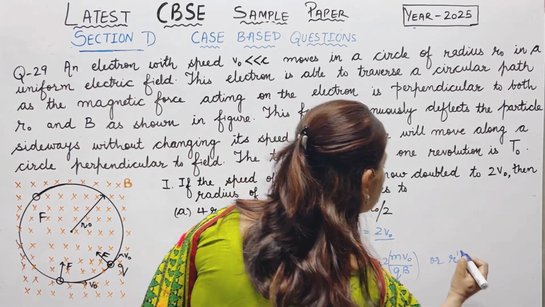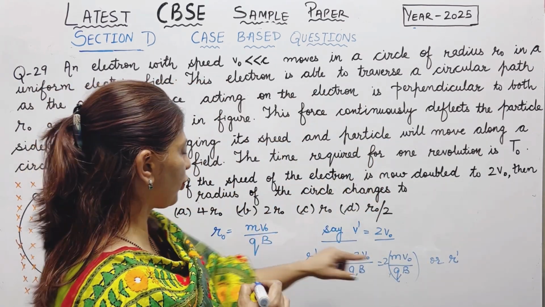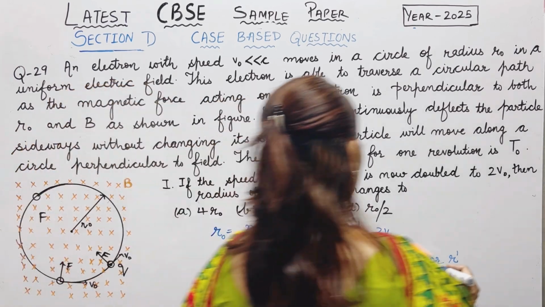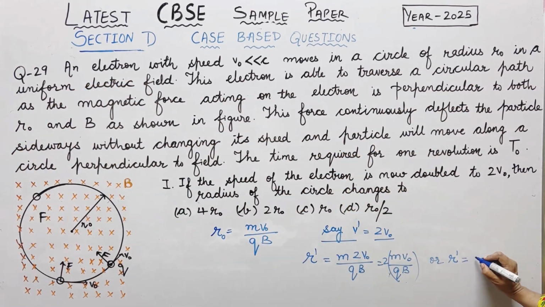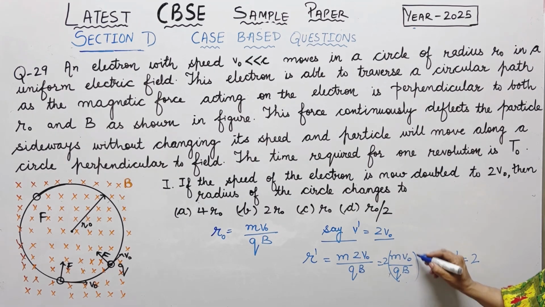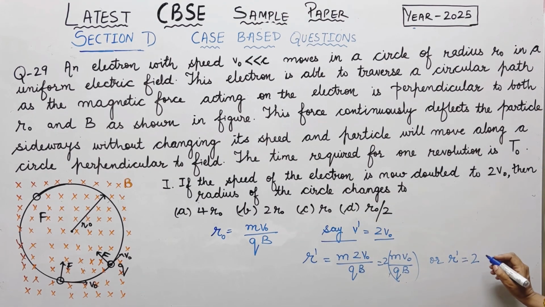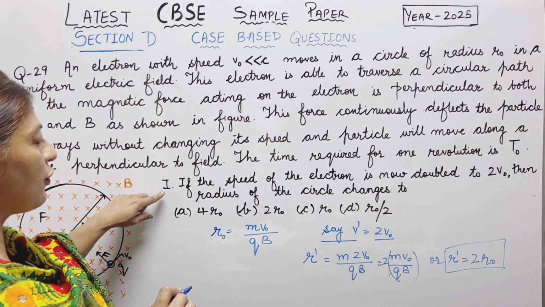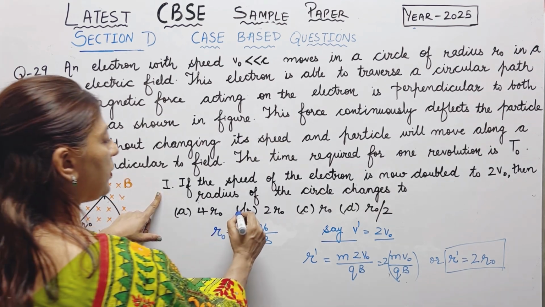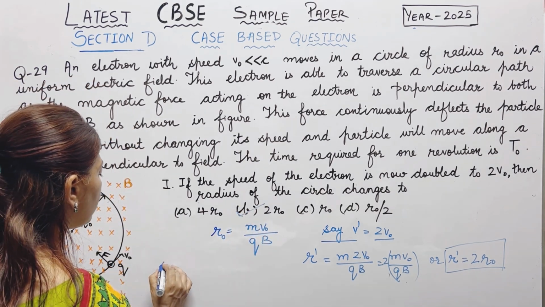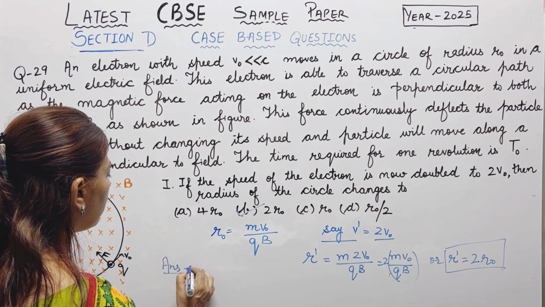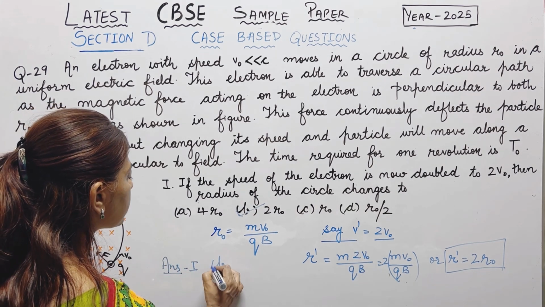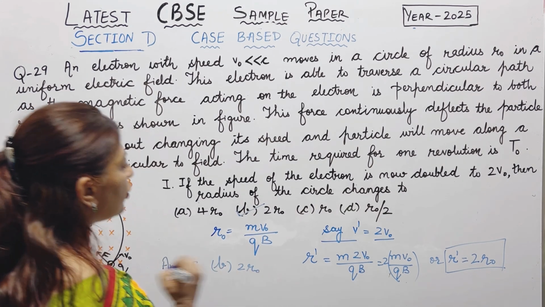Or r dash is equal to 2 times mv naught over qB, which is equal to r naught. So r dash, the new radius, is equal to 2, and in place of mv naught over qB, we will write r naught. So it is 2 times the initial radius. So the answer for the first part is B, 2r naught. So the answer for the first is option B, that is 2r naught.